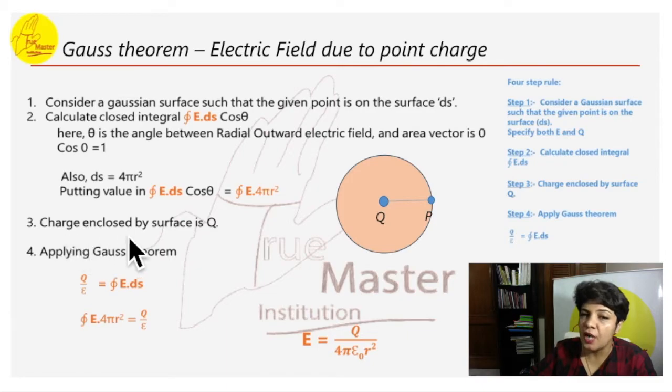Step 3 will be the charge enclosed by the surface is Q. Step 4 will be applying the Gauss theorem formula, which is Q by epsilon naught equals E dot ds. Now this E dot ds part can be replaced by E dot 4 pi r square. So we are going to write E dot 4 pi r square is equal to Q by epsilon naught. Keeping E on one side and bringing the rest in the denominator, we can rewrite the formula as E equals Q by 4 pi epsilon naught r square. You can note down this formula in your copy.